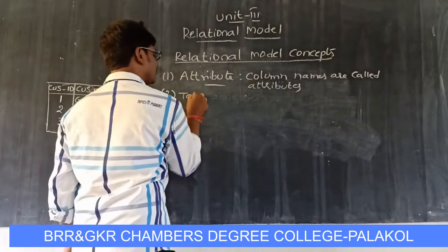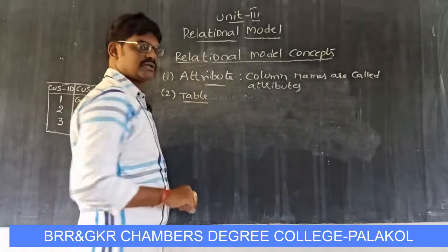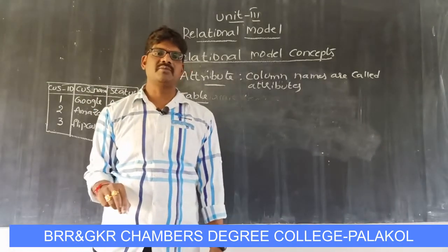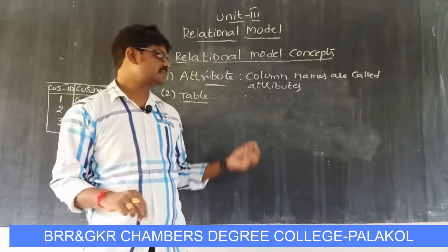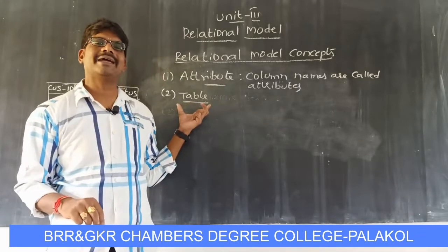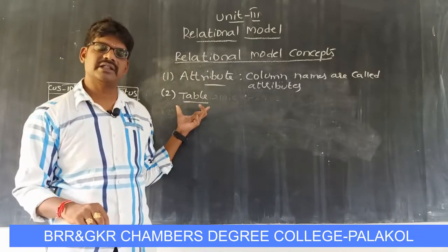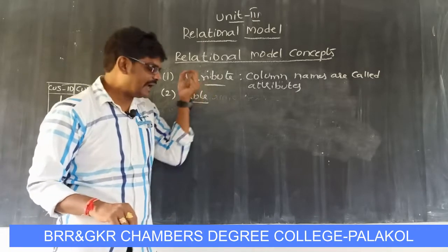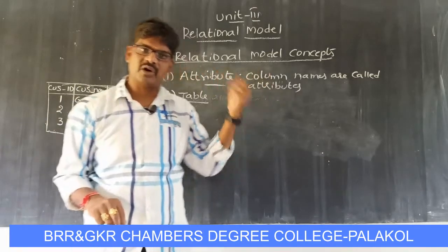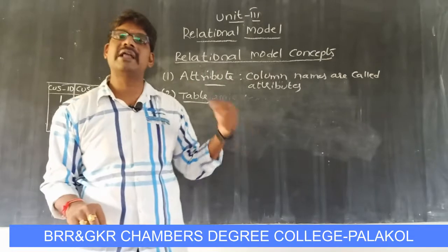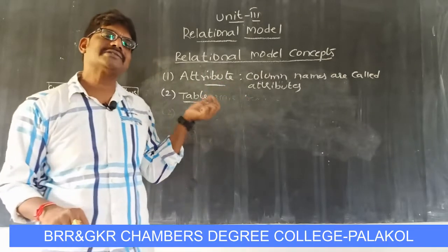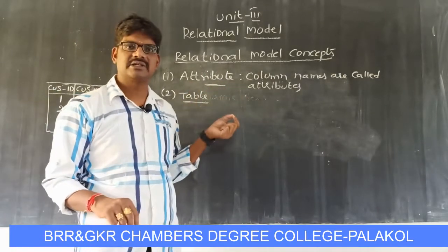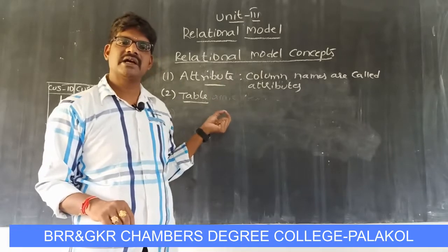Next one, table. In the relational model, the relations are stored in the table format. So the data in the relational model is in the form of a table. The table has two properties: one is row and the next one is column.